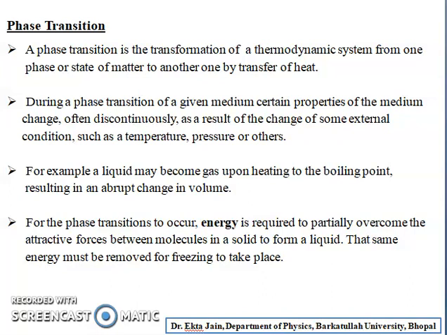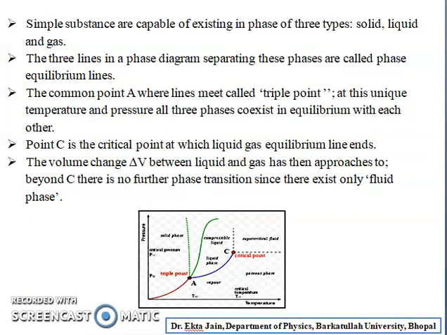And now I am going to tell you about the factor which is very importantly required for the phase transition. For the phase transition to occur, energy is required to partially overcome the attractive forces between the molecules in a solid to form a liquid. That same energy will be removed for freezing to take place. So, in general, simple substances are capable of existing in phases of three types: solid, liquid and gas.